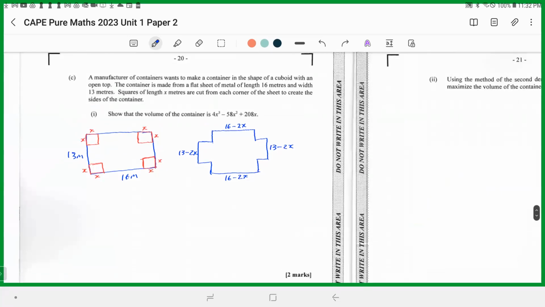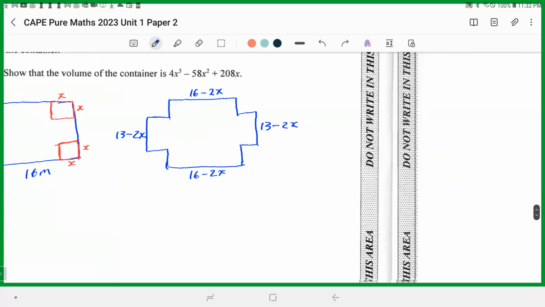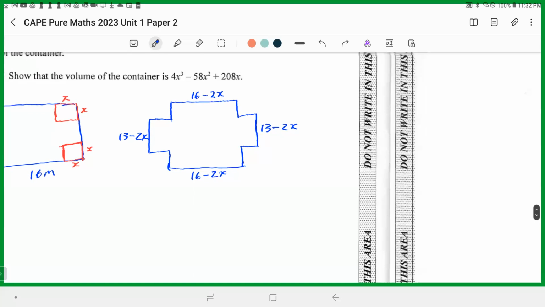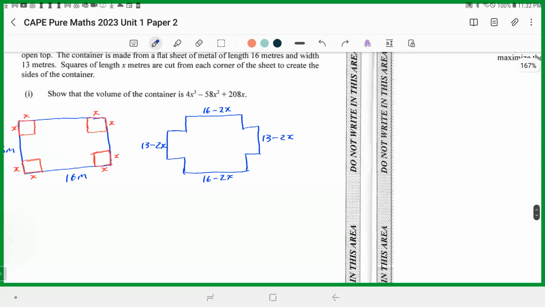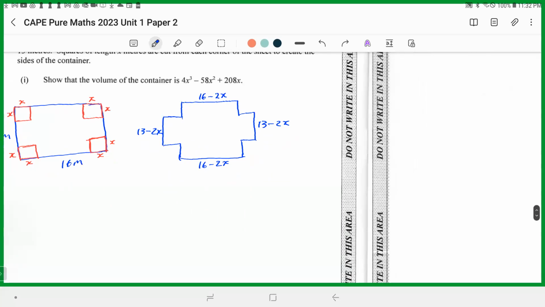And then what happens now is that these edges, these little pieces, get folded up. When you fold them up, I'll see if I can sketch the resulting container. When you fold them up, the container becomes a cuboid shape, something looking like this. Let me see if we can draw that now.